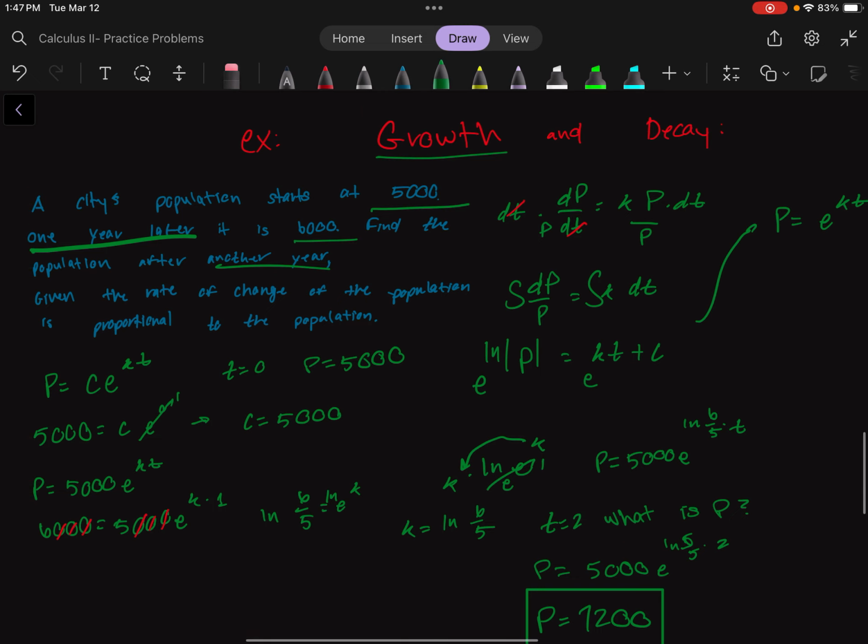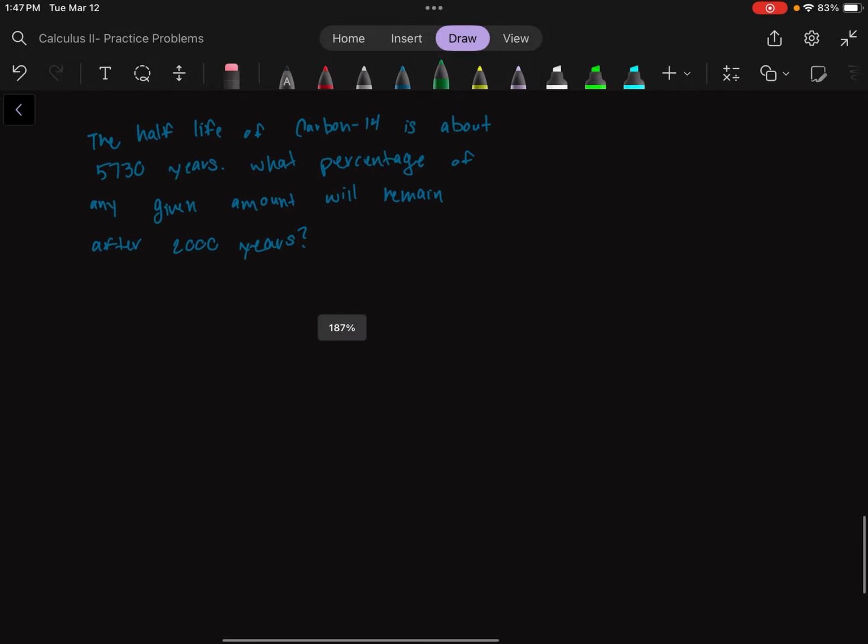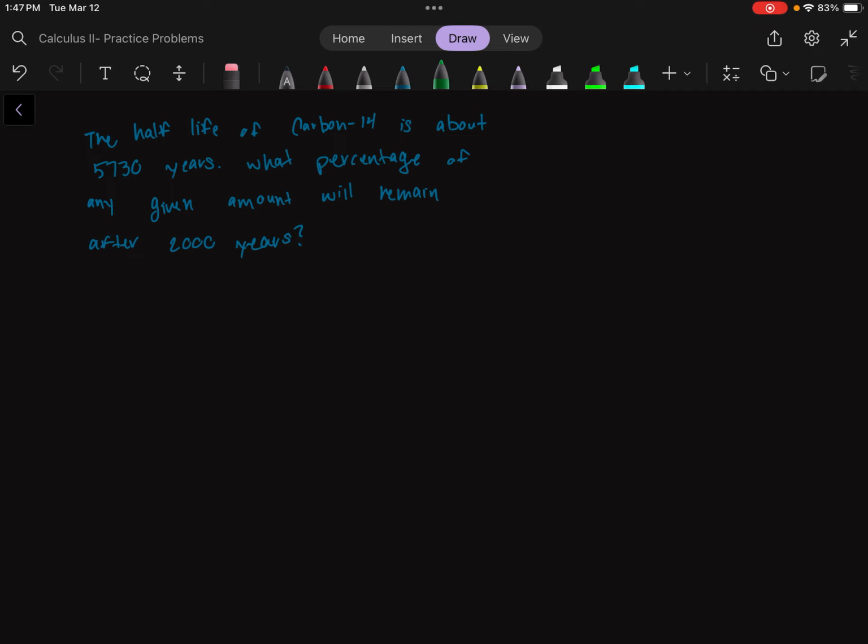Let's look at the other application of differential equations, decay. We typically look at half-life a lot with this, right? Let's take some carbon-14 isotope, is that what it's called? Say the half-life of this carbon-14 is about 5,730 years. So after 2,000 years, what percentage will remain?